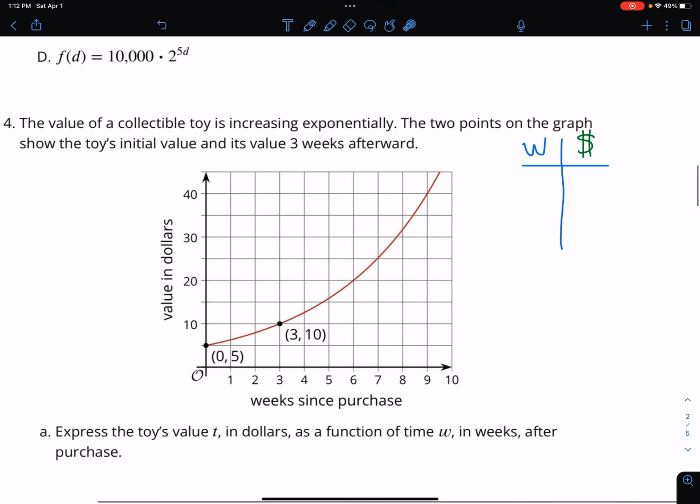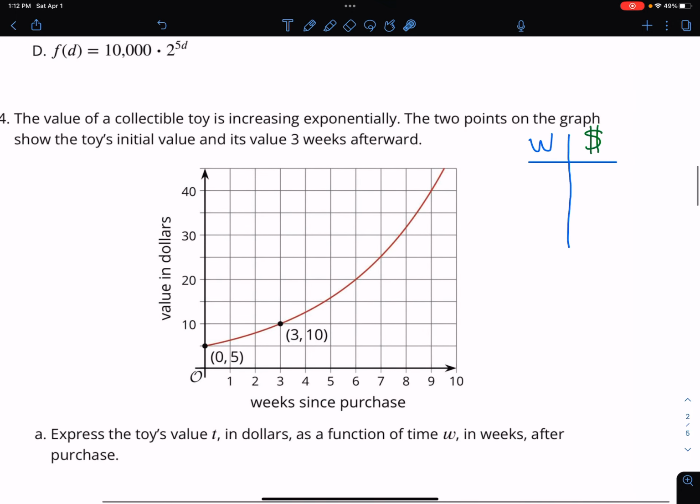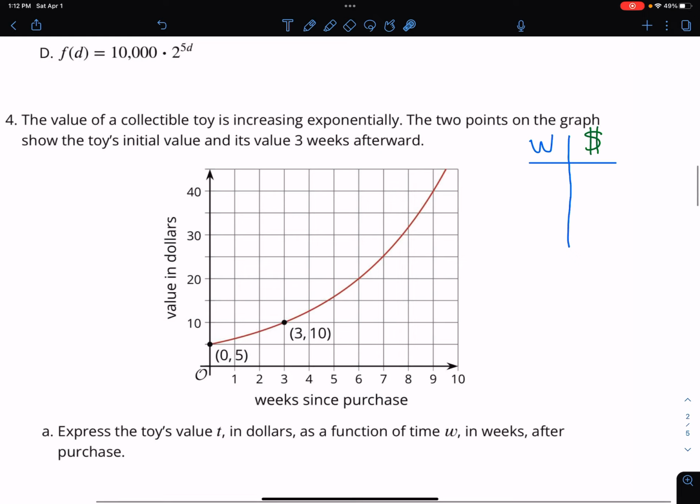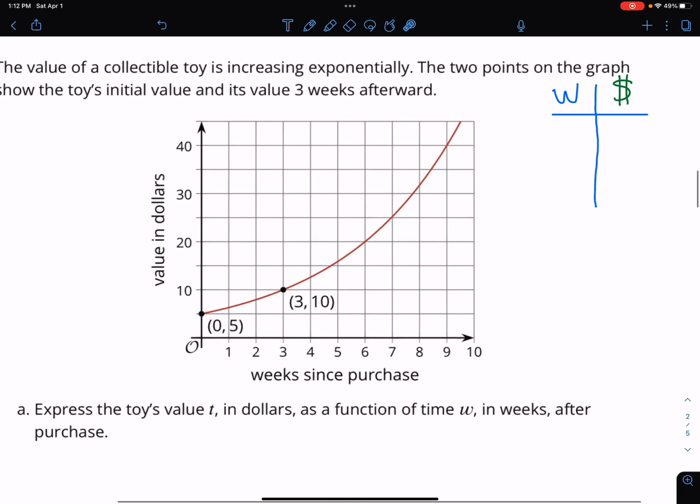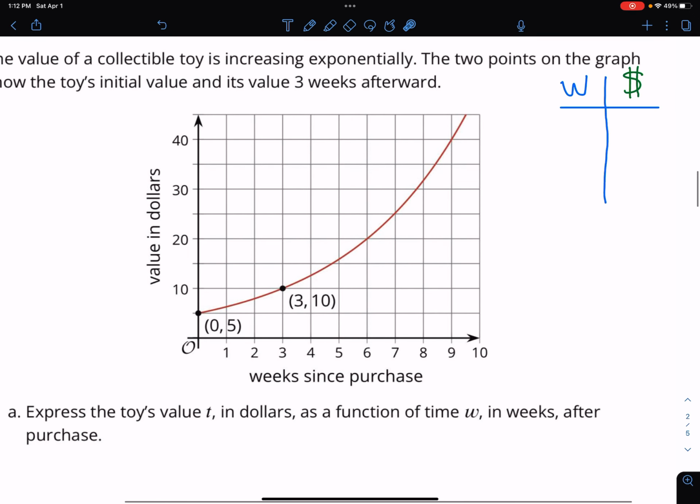So let's break down these coordinate points for a second. I think a lot of people are intimidated when they see a graph and they don't know what they're looking at. Anytime you see a graph, what you want to do, look at your axes. Read what's going on here. Look down here on my horizontal axis. I got weeks since purchased. So this is 0 weeks. We got 1 week, 3 weeks, 10 weeks. Those are the weeks down there on the horizontal axis. That's your 3 right here.